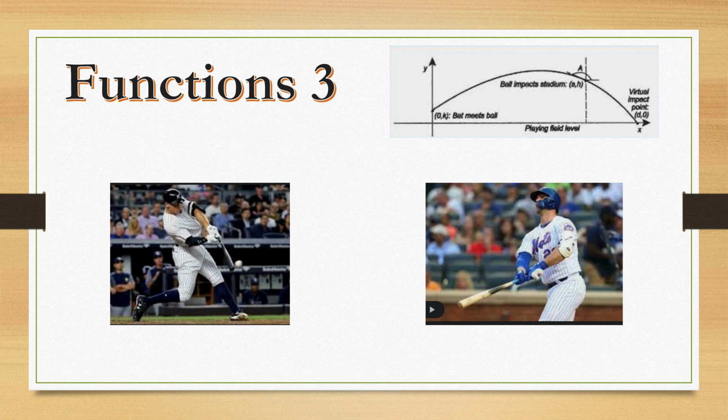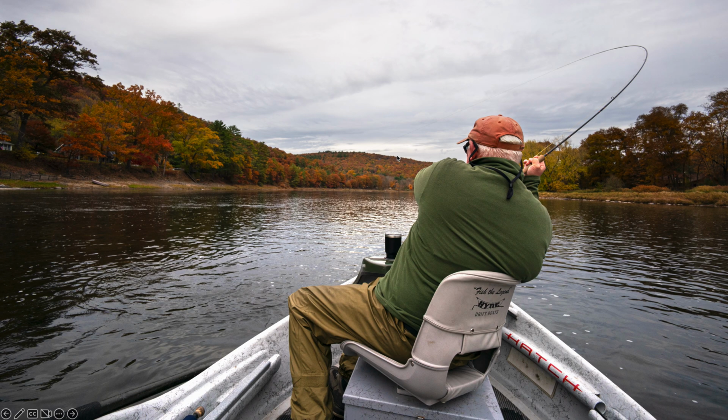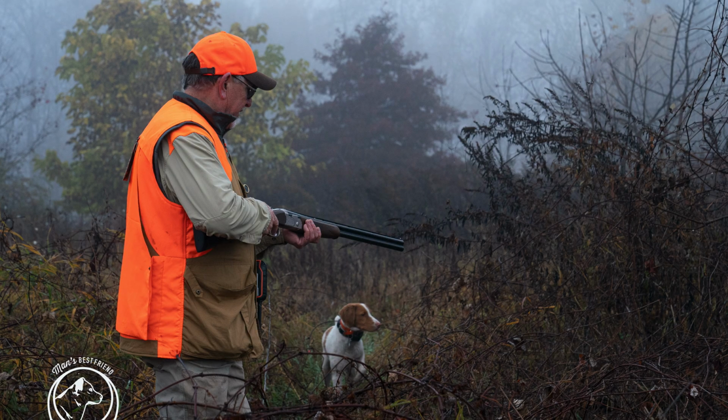So, functions explain everything from a home run hit by Aaron Judge or Pete Alonso to the bend of this particular graphite fly rod. It's a Scott 9.5 foot 6 weight, and the pressures of the fish fighting and everything going on there, all the vectors involved. And then it also explains how smells linger in the air and how they travel.